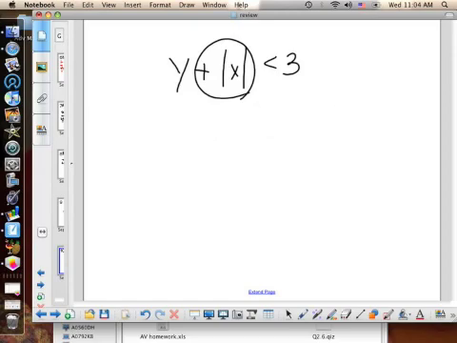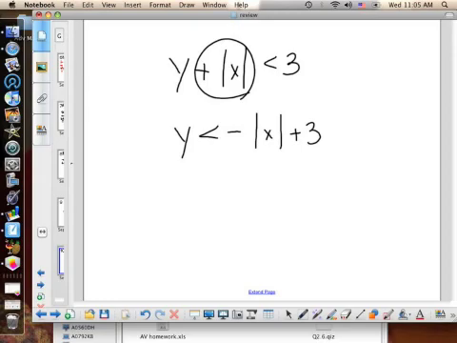This problem, first thing we had to do was rewrite it and put it in the correct form. Okay? Y, and then your inequality symbol. I have plus the absolute value of x. I need to move that to the other side, so I'm going to say minus the absolute value of x, which gave me this. Okay, it's an absolute value function, so I know that it looks like a v.